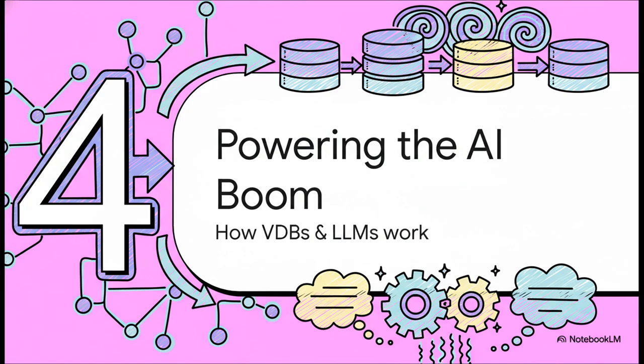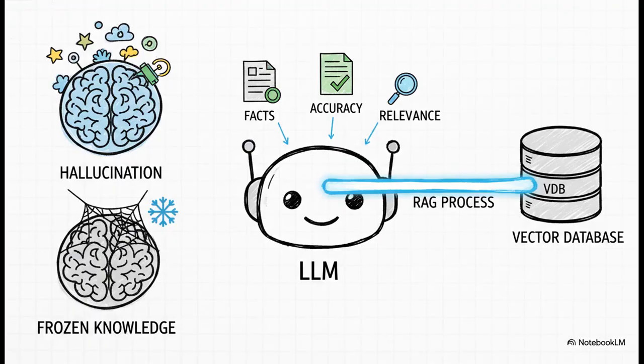So, how does this amazing technology connect back to the generative AI boom we're all seeing? Well, it turns out that vector databases and large language models, LLMs, are basically a match made in heaven. The most important way they work together is through a technique called Retrieval-Augmented Generation, or RAG. This is a game changer because it helps solve two of the biggest headaches with LLMs: the fact that they can just make things up, that's called hallucination, and that their knowledge is basically frozen in time. RAG gives them a direct line to fresh, factual information.